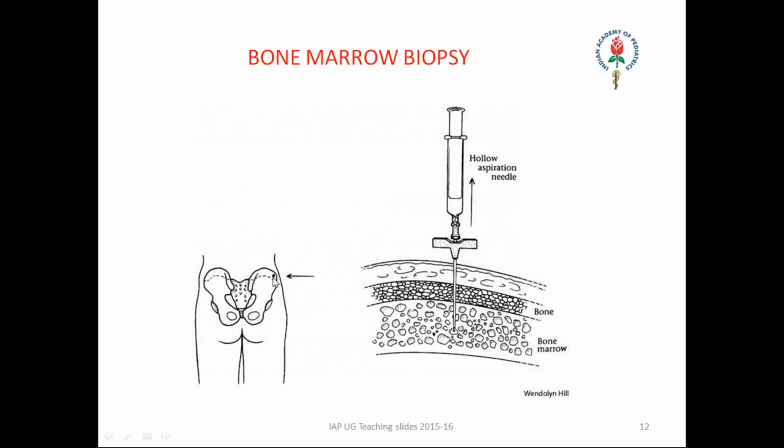So this is the ilium, and you introduce the bone marrow aspiration needle like this, and when the giveaway is there, you have entered the bone marrow. First of all, you clean it and you give lignocaine, and then you introduce the needle.